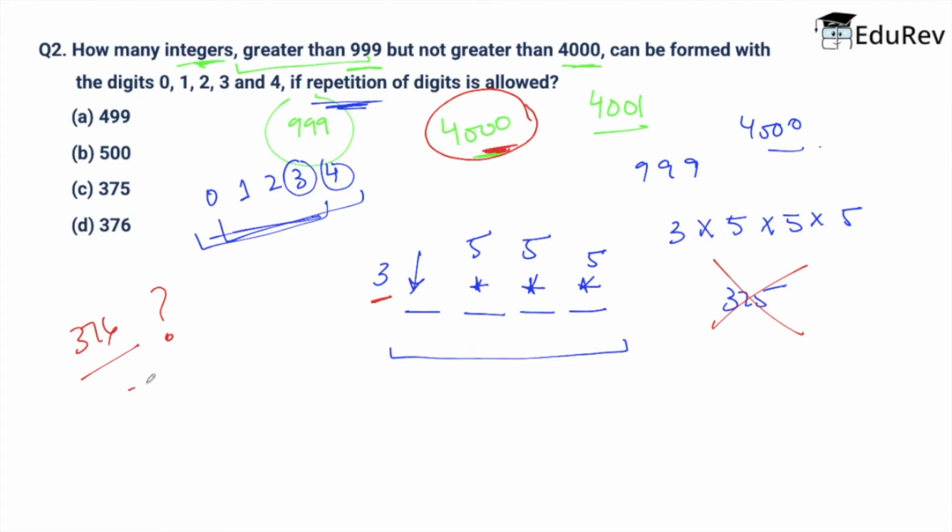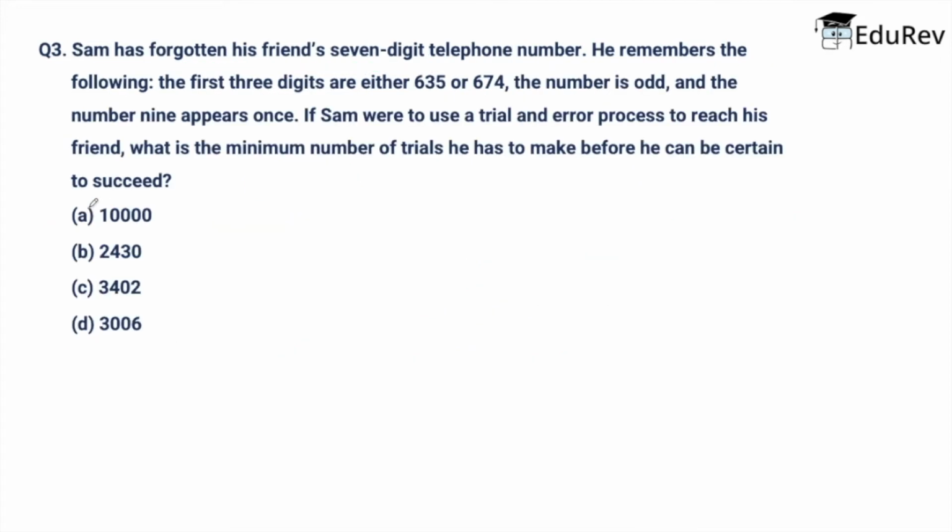So I have to add 375 with 1 in order to get the final answer, that has to be 376. That is, option number D is correct. So the number of digits, that is the number of integers, are going to be how many? 376. So I hope you got it. Let's move on to question number 3.